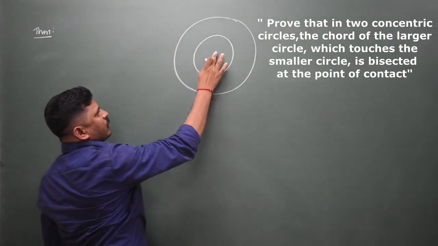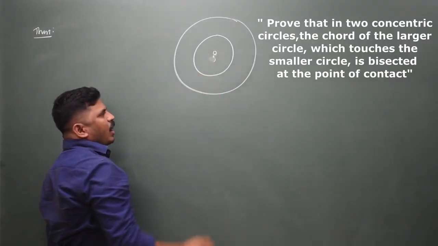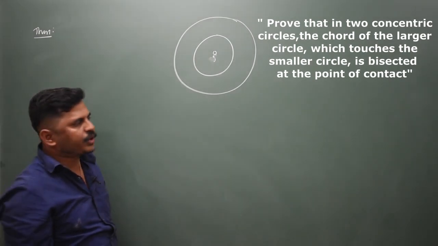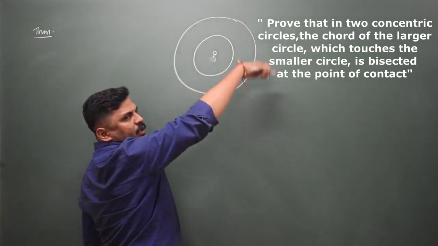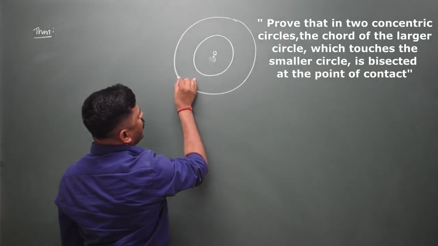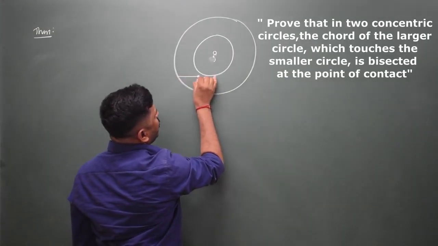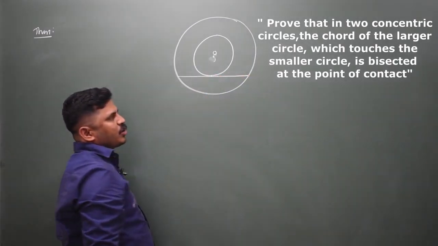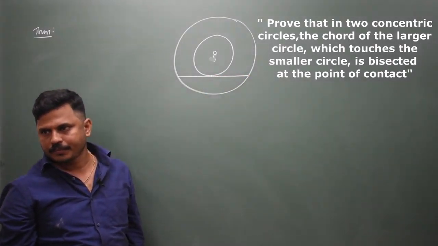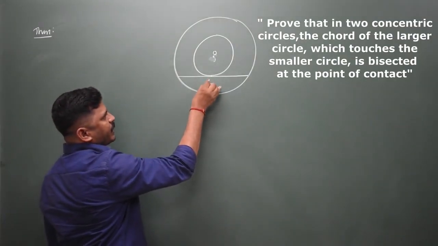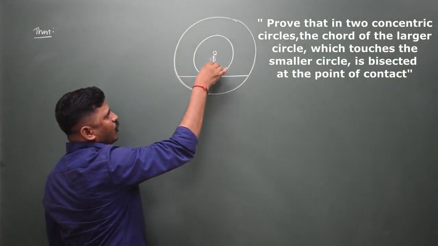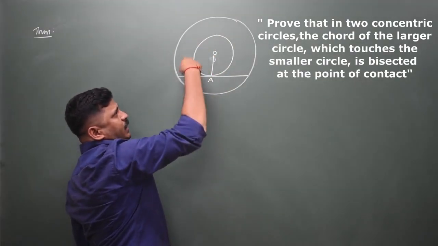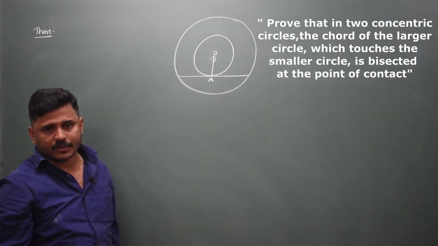They draw a chord to the larger, bigger circle. It touches the smaller circle at some point. So let us take that it touches at point A. So OA is a radius to the smaller circle.